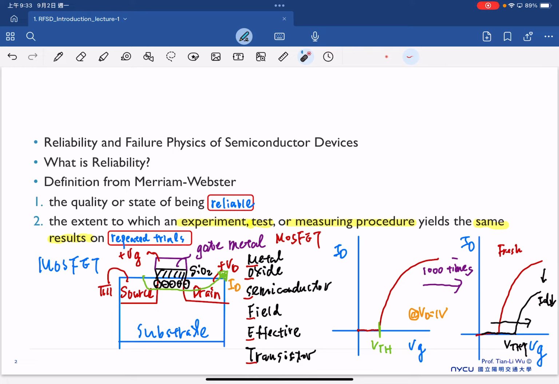Another aspect is, again, if you look at the ID-VG curve here, ideally we have the fresh curve showing the characteristic like this. That's a beautiful curve. And then we can define our threshold voltage as shown here. But the operation for the repeat trial also means that there's a time-dependent characteristic.